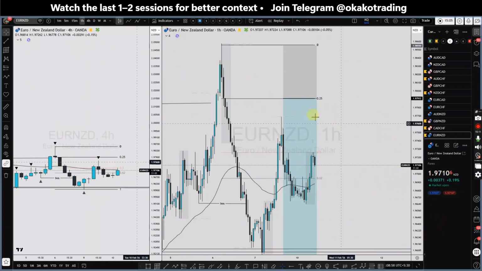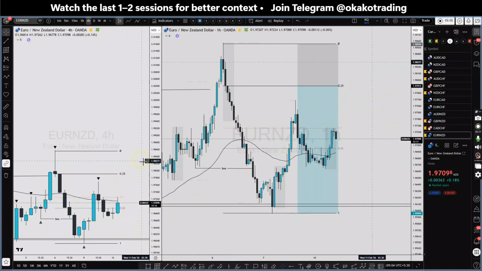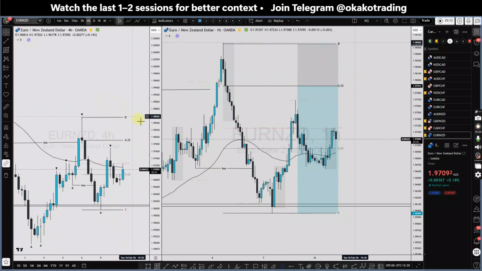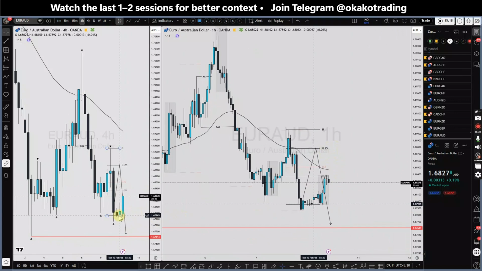I am gonna hold this position. I'm waiting for price to trigger my entry, and let's see how it unfolds. I have a half-hour risk on this trade.